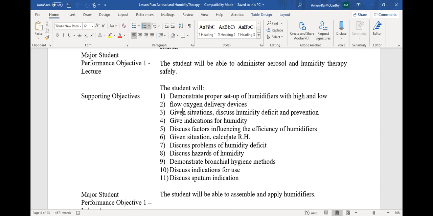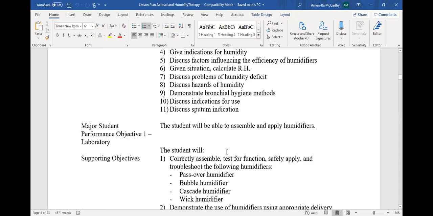Then we will discuss indications for the use of those and discuss sputum induction. That's when we make the patient cough up something and spit it in a cup. We need a sputum sample. We'll need them to cough up some sputum and spit it in a cup so we can send it off to be tested. That sputum will be gram stained and tested to see what organism is in it. Only when we know what organism it is can we know how to treat it.